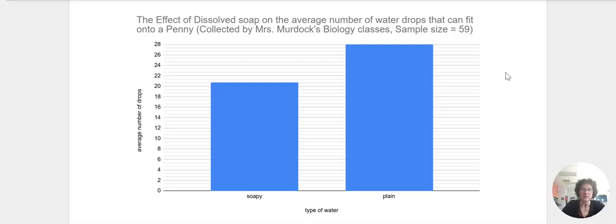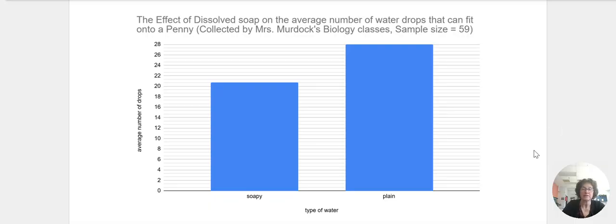Now that's significant. That means 59 people got the data to make this little bar graph for plain water, and their average was 28 drops. 59 people also tried doing it with the soapy water, and the average for those 59 students was about maybe 20 and a half drops, okay? So that helps in terms of analysis, because what that tells you is that a lot of people were involved in these two single bars of data. So that also helps us think that it might be more reliable.